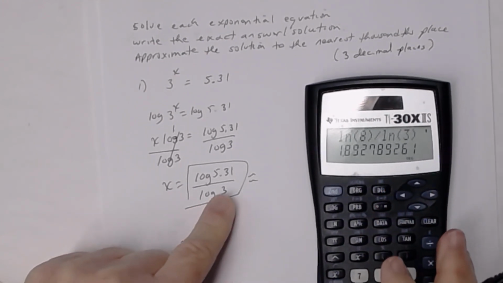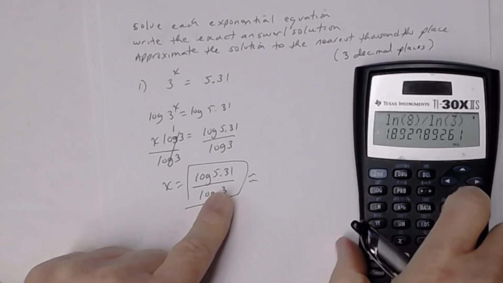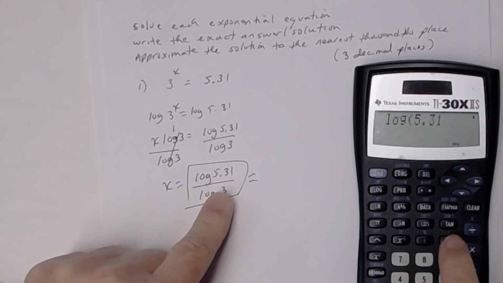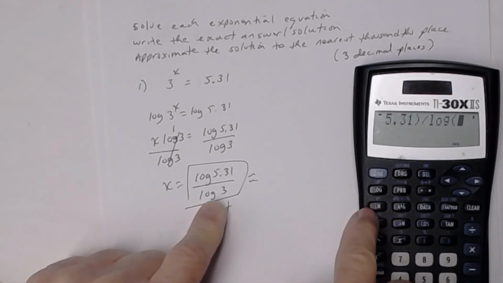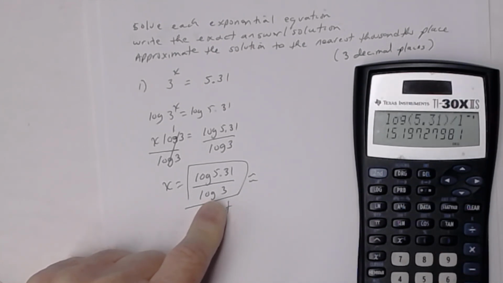All right, so we're going to say, I'm trying to get the glare out of the way. We're going to say the log of 5.31, close the parentheses, divided by the log of, now be careful, the log and the ln are near each other, so don't mistakenly hit the wrong one. Divided by the log of 3, close the parentheses and press equal. And so that's what we get.